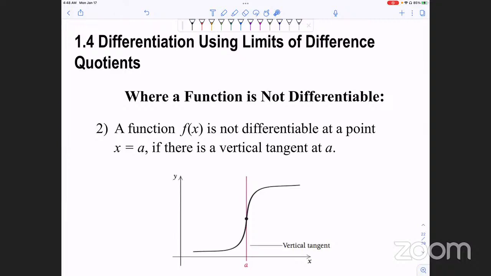Here's another example where a function is not differentiable. A function f of x is not differentiable at a point x equals a if there's a vertical tangent at a. If we try to draw a vertical line at this point, it creates a vertical tangent line. So we say it's not differentiable. The slope is undefined.